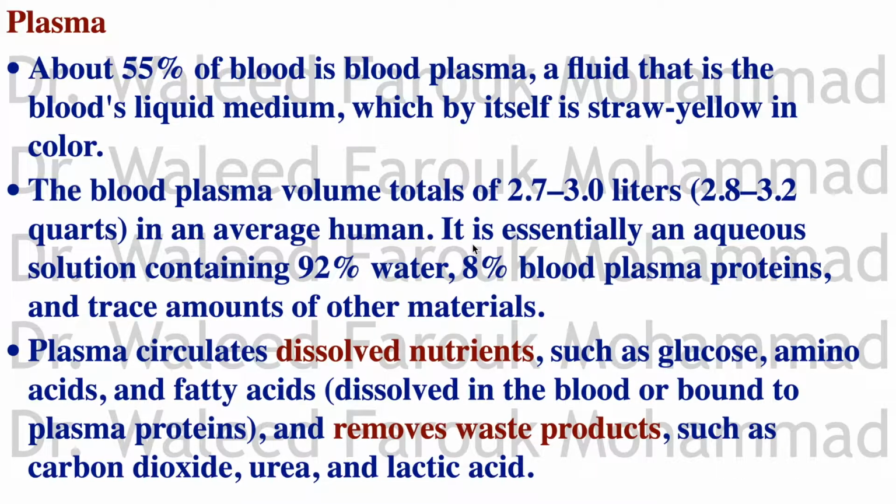Plasma constitutes about 55% of the blood. It's a fluid, of course. It's straw yellow in color, and the total volume of the plasma is 2.7 to 3 liters on average, and it contains around 92% water and 8% proteins and trace amounts of other materials. Plasma circulates with nutrients dissolved in it, such as glucose, amino acids, and fatty acids. The plasma also removes waste products such as carbon dioxide, urea, and lactic acid.